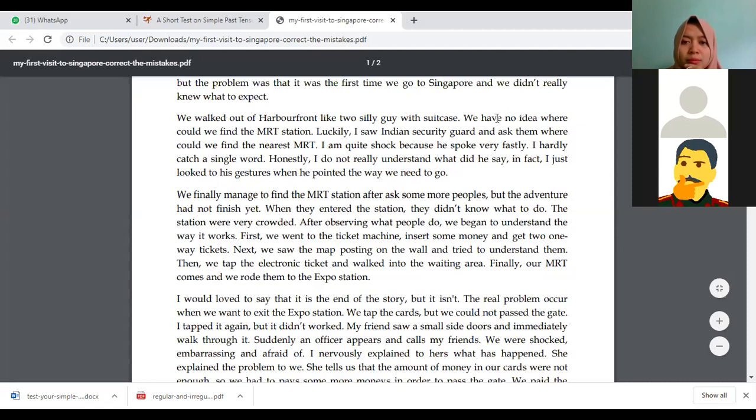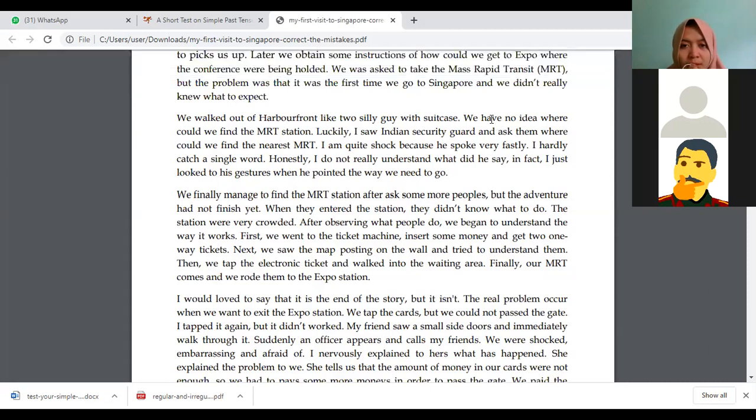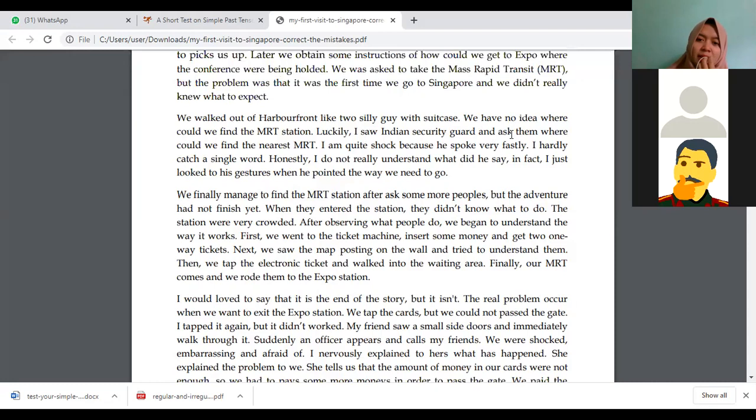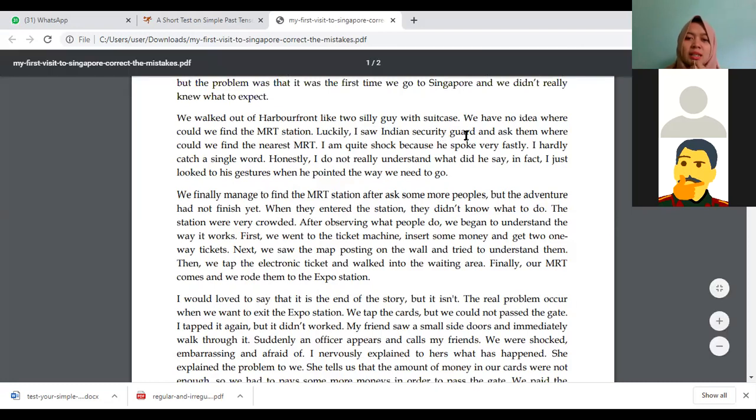We have no idea where we could find the MRT station. Is it we have or we had no? We had. Oh, had. Yeah, we had no idea where could we find the MRT station. Luckily, I saw Indian security guard and asked, as in past, I saw an Indian security guard, and asked them where could we find the nearest MRT. I was, yeah, this is not M. I was quite shocked because he.